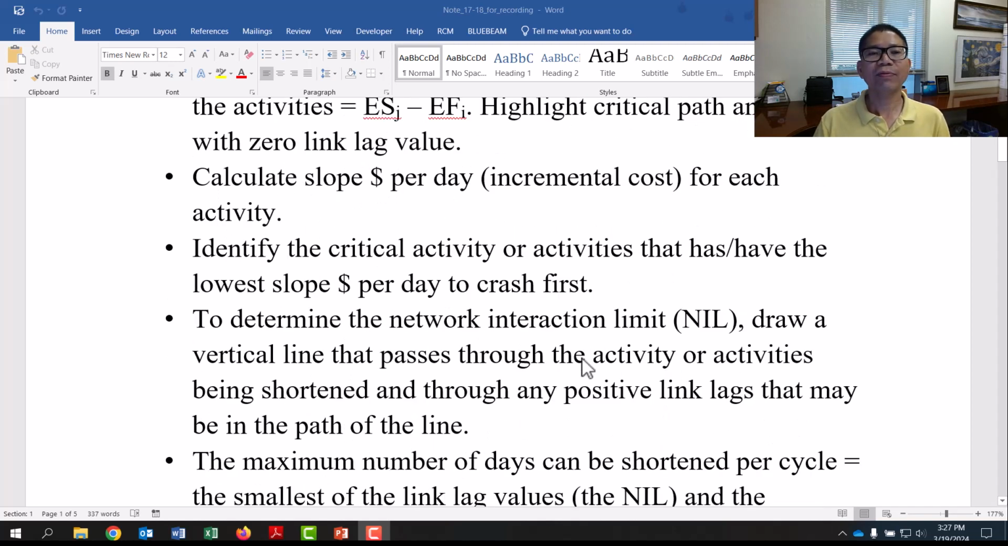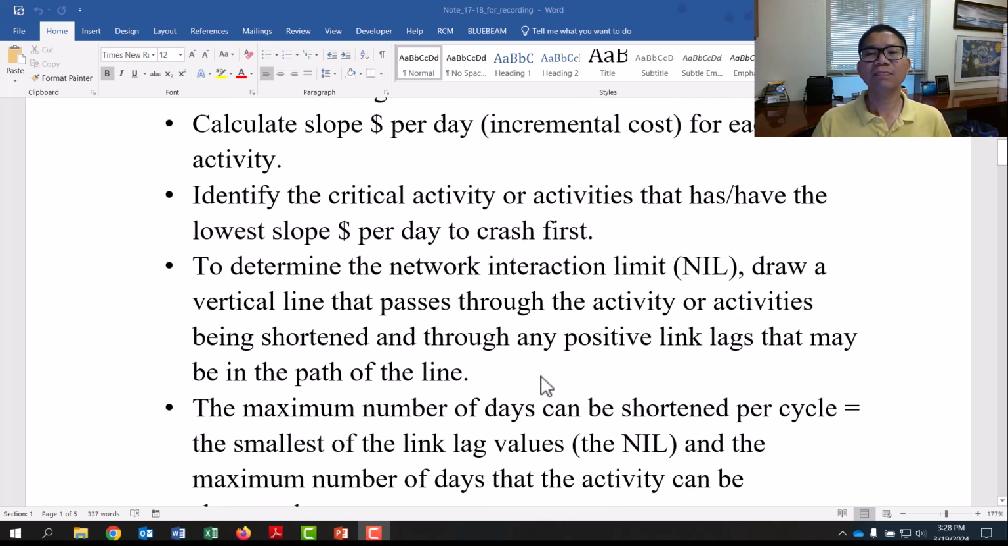If that difference is 0, then we call it 0 link lag value. Then we find out the slope, dollar per day. It means that if I shorten this activity one day, how much will it cost? Then we identify critical activities that have the lowest slope per day. It means the most efficient way to reduce the project is to look at the critical activities that have the lowest slope dollar per day.